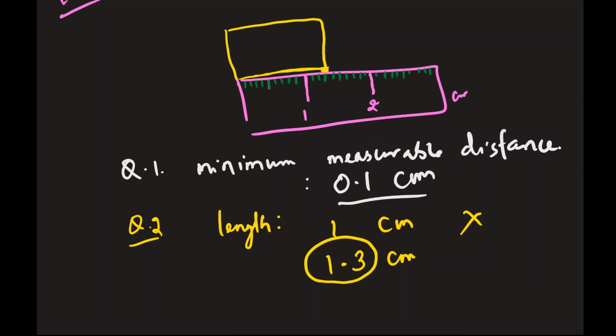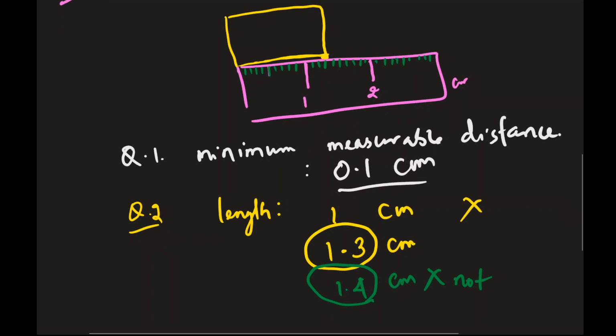So I could say it's 1.3 centimeter. It would be a little bit above 1.3 centimeter, but definitely not 1.4 centimeter. So it's not 1.4 centimeter, right? You can say this with absolute certainty.